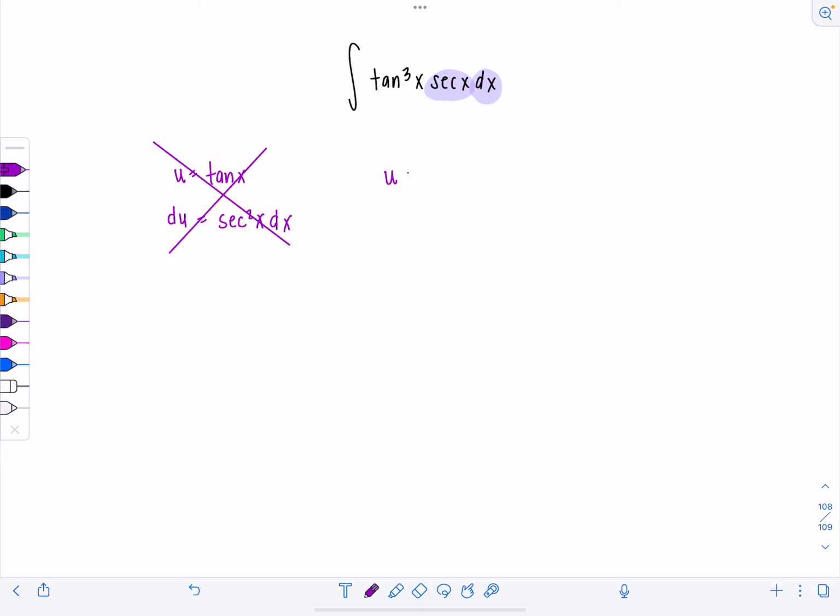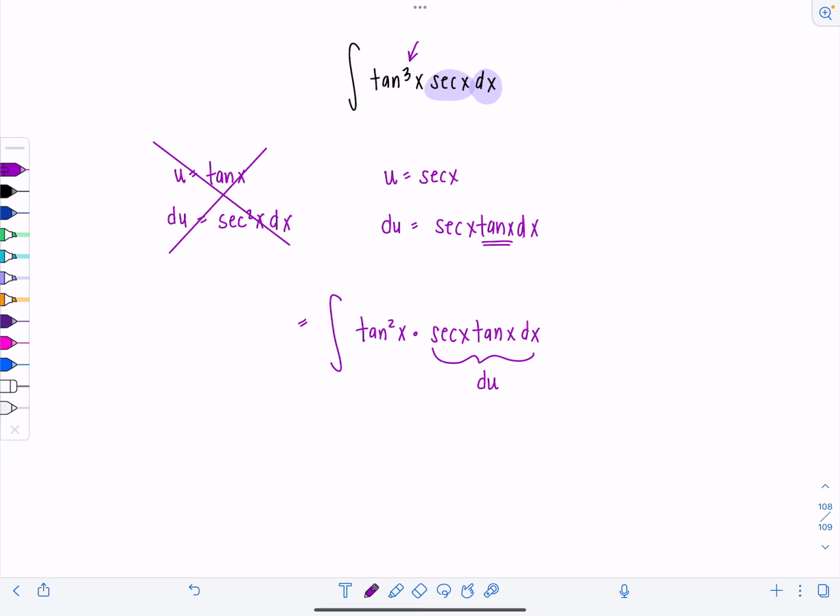What else could I try? I could let u equal secant x, then du would be secant x tan x dx. Do I have that? Kind of. I've got tangent cubed x over here. I can steal one of them so that I have a tan x times secant x. So let me go ahead and do that. So now I have the integral of tangent squared x times, I'll write it in the same order, secant x tan x dx. So now I'm happy because this is going to be my du.